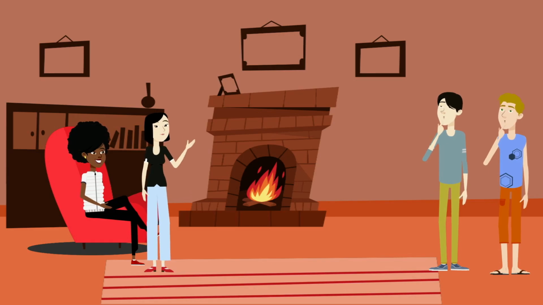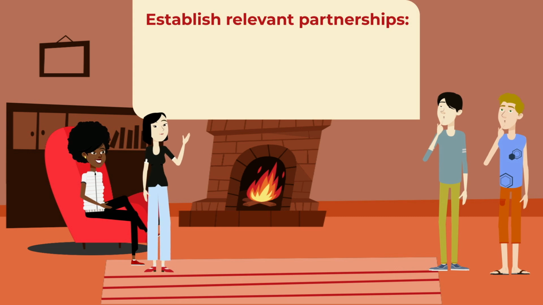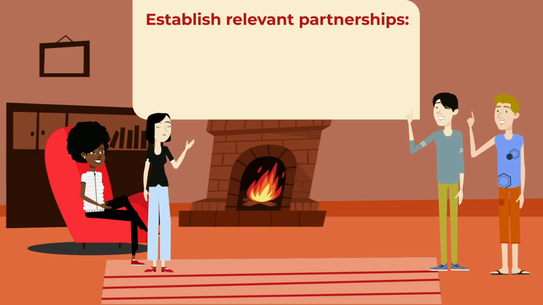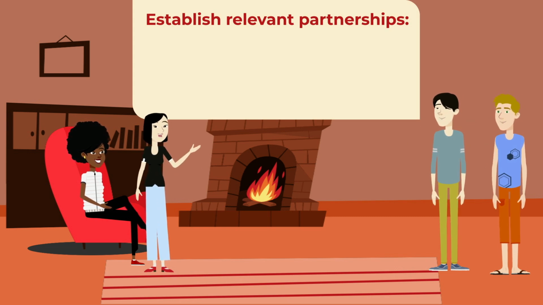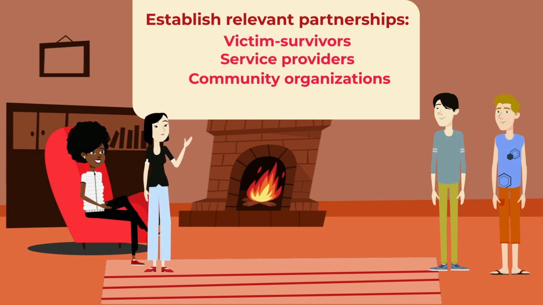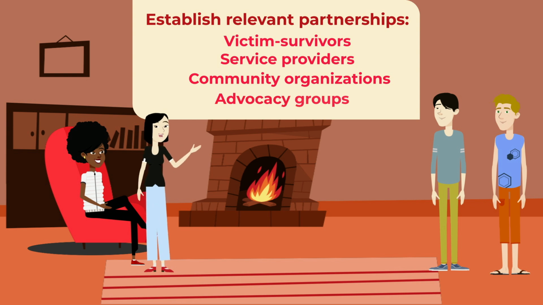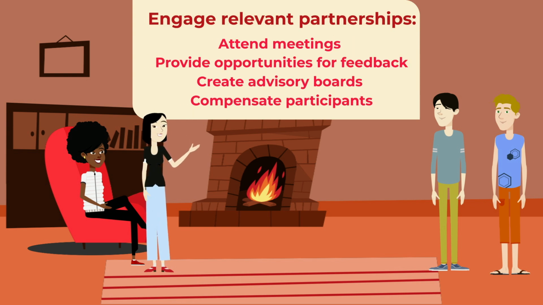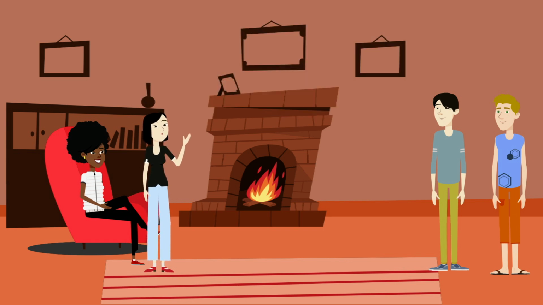The first step to effectively implementing participatory action research in the victim services field is to establish strong partnerships with relevant interest holders, including victim survivors, victim service providers, community organizations, and advocacy groups. Holding meetings, providing opportunities for feedback, creating advisory boards, and compensating anyone engaged throughout the research process are all ways PAR researchers can meaningfully include community members and practitioners.